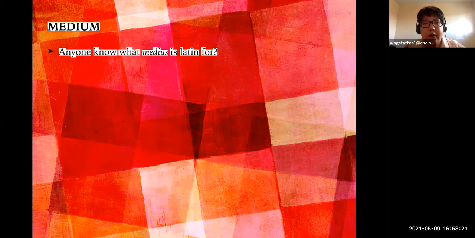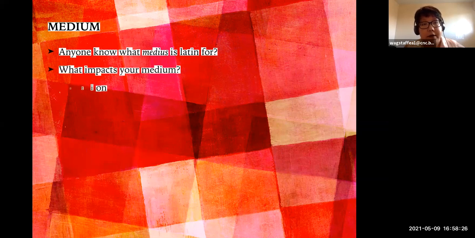So, what is the medium? Does anybody know what medius is Latin for? It's medium. What impacts your medium? Some things that might impact what way you are sending your message: location. Where is your receiver located? Are they in the same room as you, just one desk over, or are they across the entire world from you? That might impact what type of medium you use.